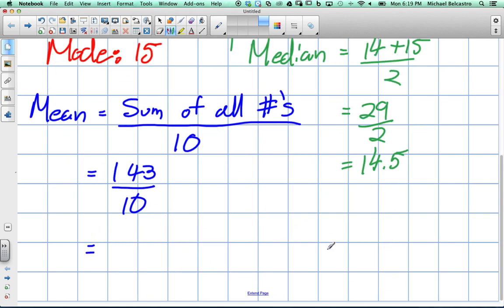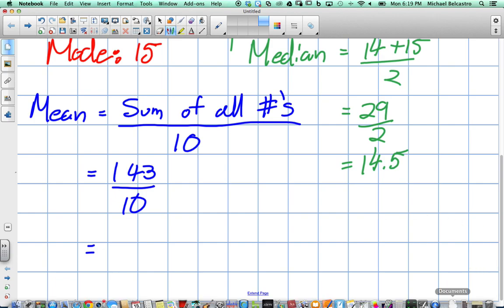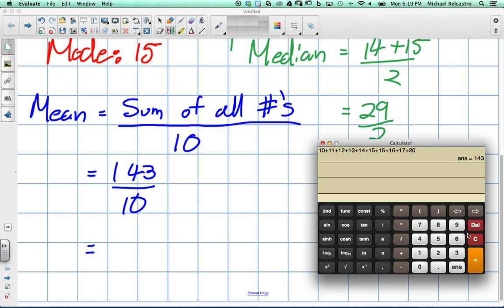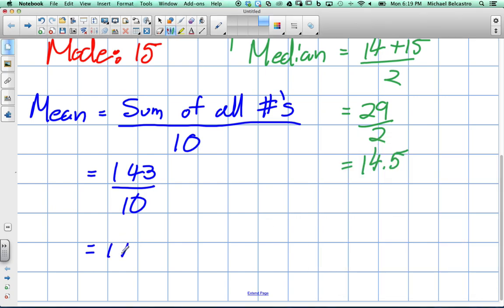Again, we can do our long division if we want, okay? And you can use a calculator if you're unsure. I can tell you, I know what this is going to be. Do you know what it's going to be, Kyle? 143 divided by 10. Anytime we divide by 10, we just move the decimal place one over to the left. So 14.3 is our mean, okay?